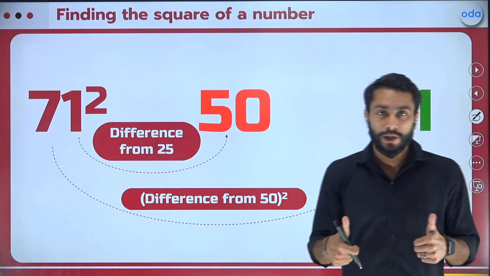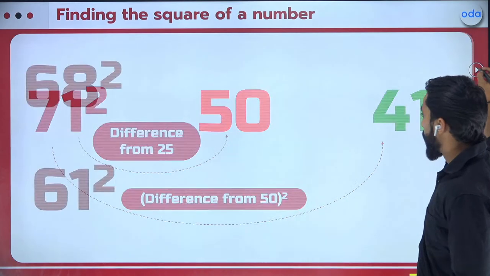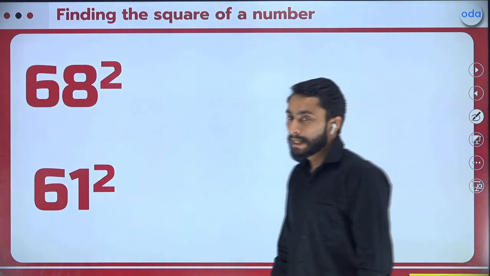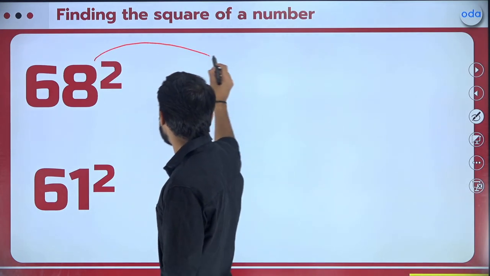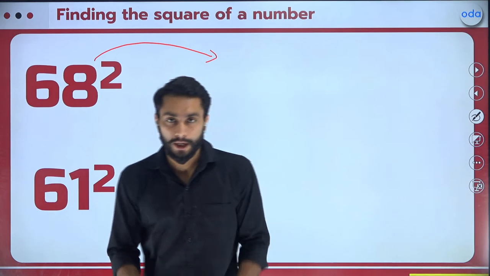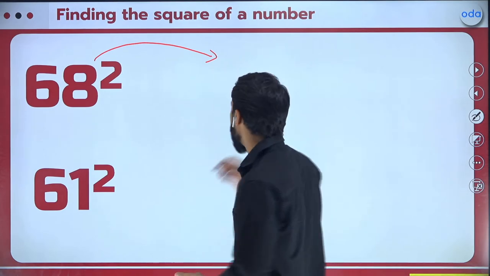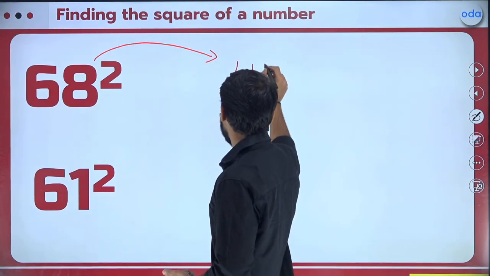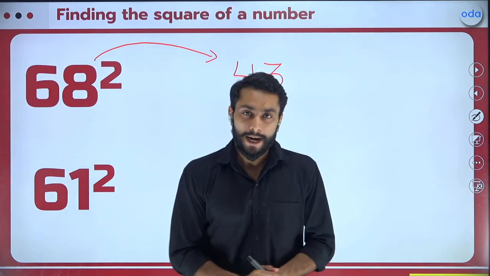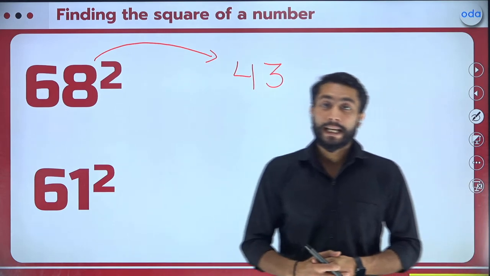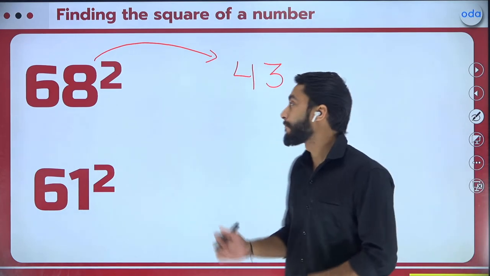I hope you have understood this concept, how to find the perfect squares till 99. Yes. Moving ahead, students, let's practice these questions. 68 square. All right. We need to find 68 square. How far is this number from 25? What do you think? 25 add 25 is 50 and then add 18 to it. What is 25 add 18? That is 43, right? We have got the first two digits. What about the last two digits, right? How far is this from 50? It is 18 away. What is 18 square? 324, right?